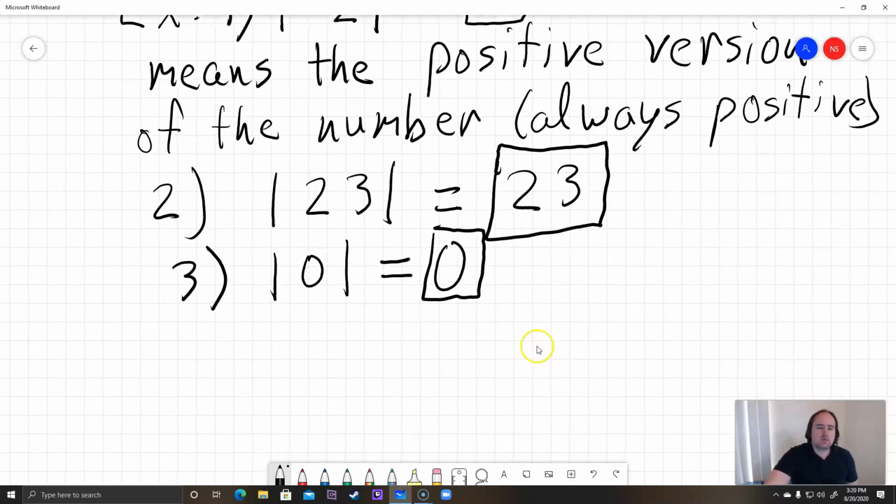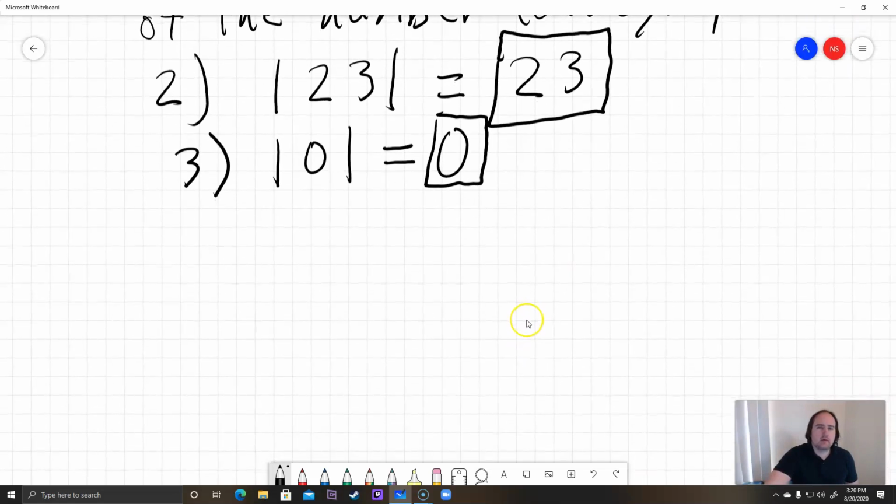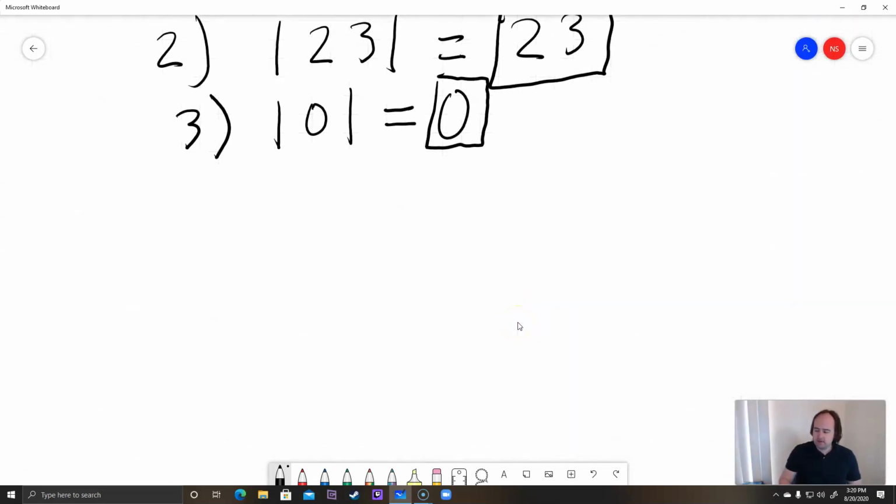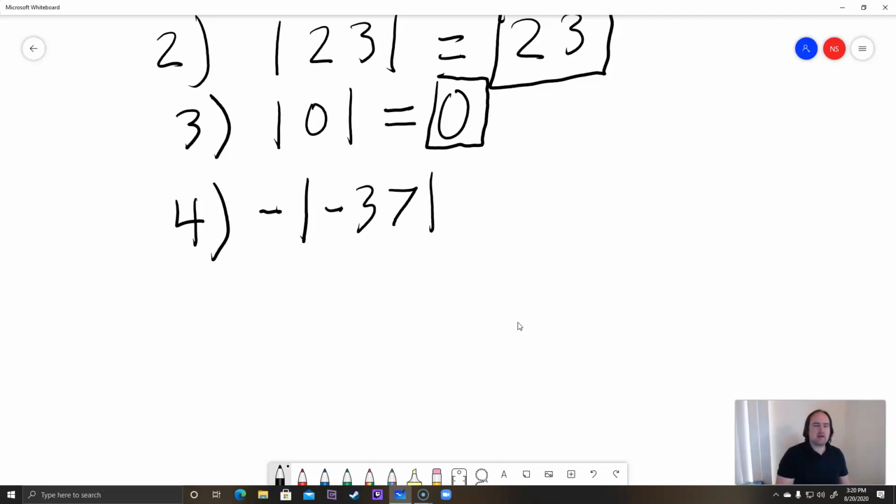Okay, and then there's just one more case I wanted to talk about. Now this one might not show up as much in your homework, but I wanted to talk about it really briefly. So let's say we have a minus outside of our absolute value, and on the inside we also have a minus. So let's say we have minus absolute value of negative 37.